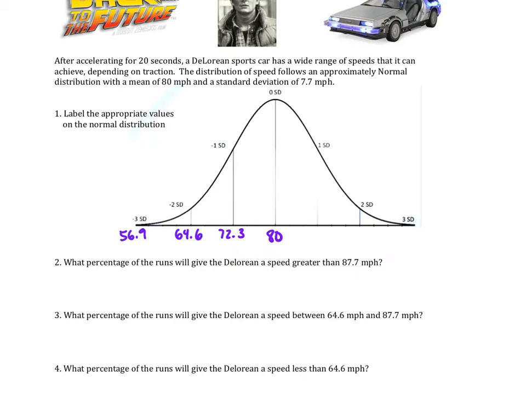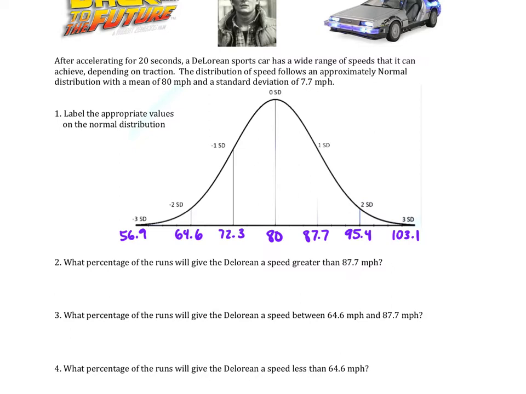And then going up, if I add 7.7, I get 87.7. I add again, get 95.4. And then I add one more time. That gives me 103.1. Okay, and the first question is, what percentage of the runs will give the DeLorean a speed greater than 87.7 miles per hour?